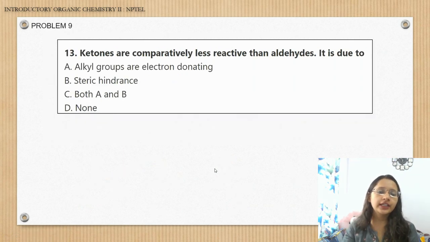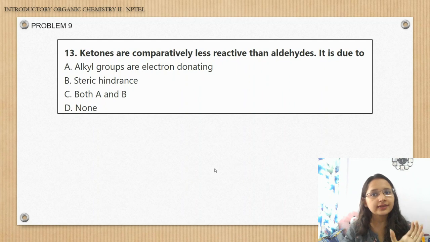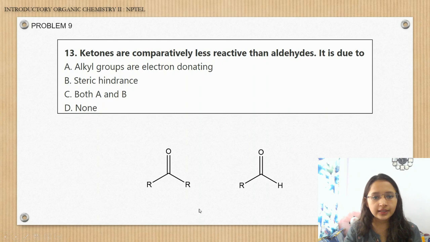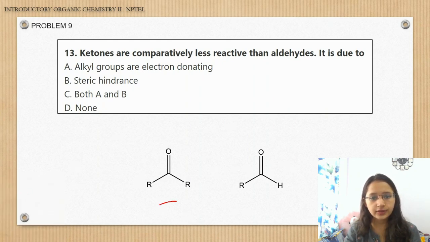Ketones are comparatively less reactive than aldehydes. It is due to: first option, alkyl groups are electron donating; B, steric hindrance; C, both A and B; and D, none. As you can see, they are stating that ketones are comparatively less reactive than aldehydes, and they are asking why this is so. This is the ketone and this is the aldehyde species. We have to figure out why the ketones are less reactive.